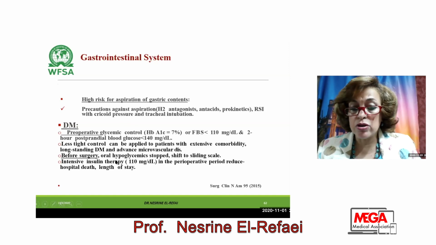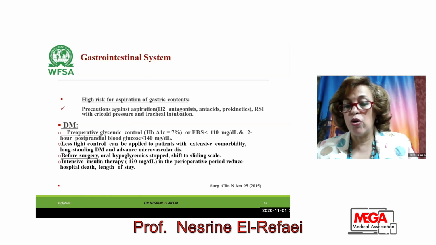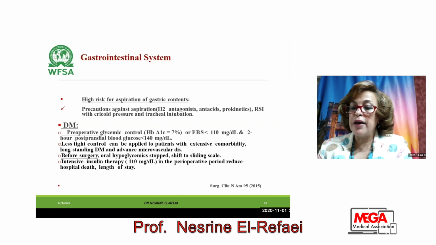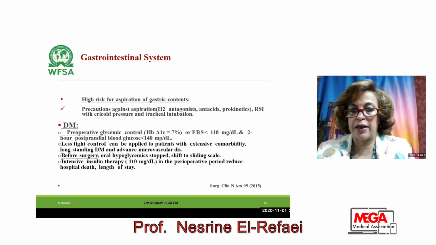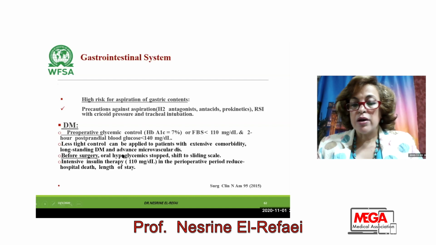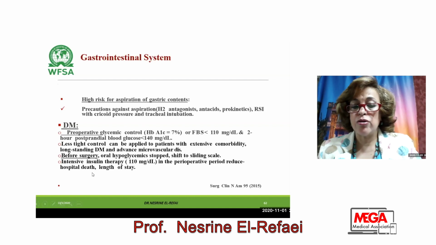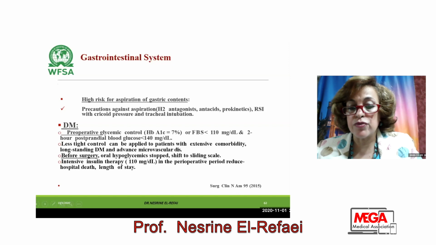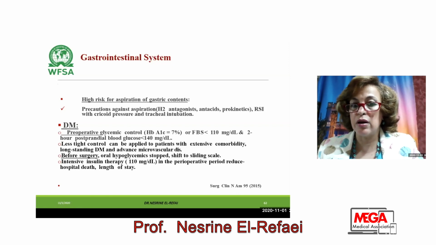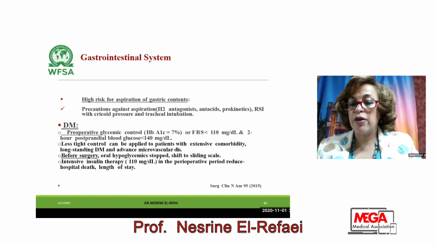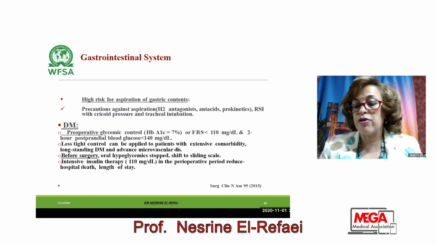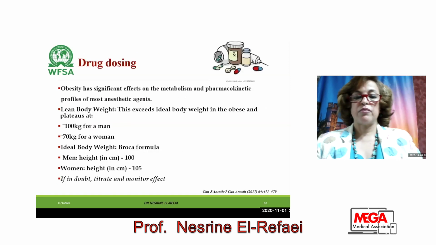And before surgery, remember that oral hypoglycemics should be stopped, and we shift to insulin according to a sliding scale. Some literature says that intensive insulin therapy, keeping the blood glucose around 110 milligram per deciliter in the perioperative period, reduces hospital death and length of stay in the hospital.